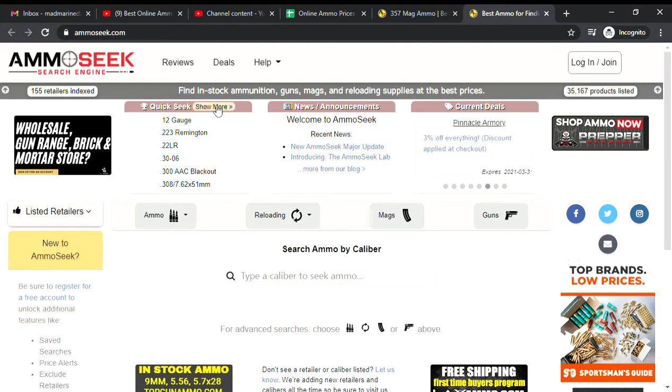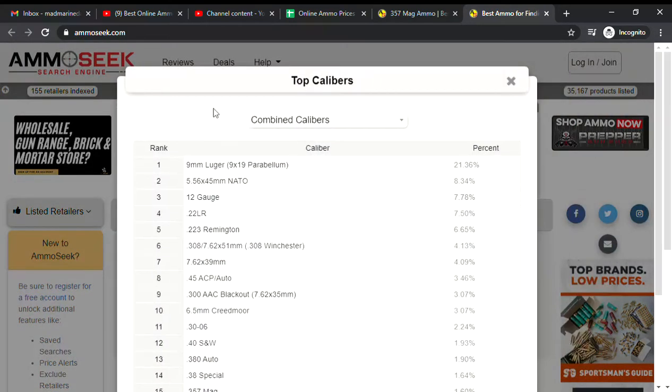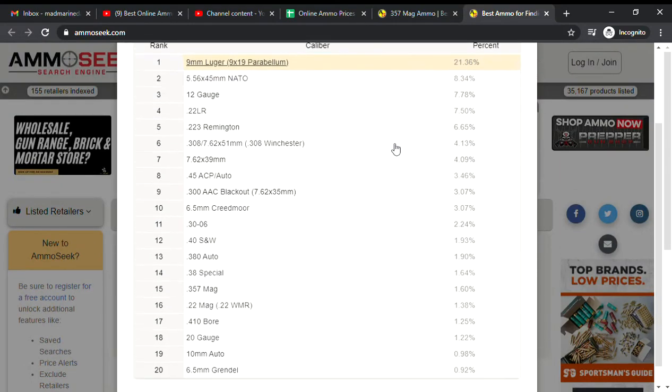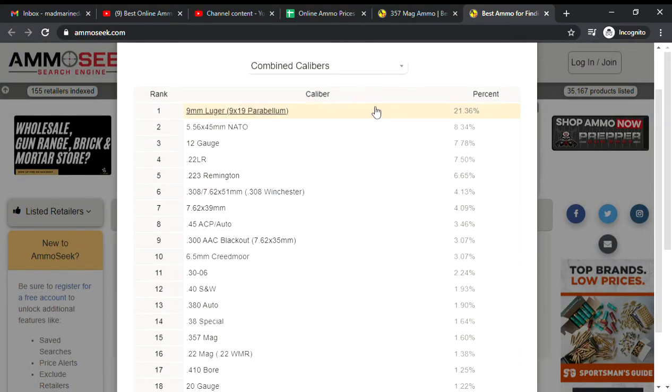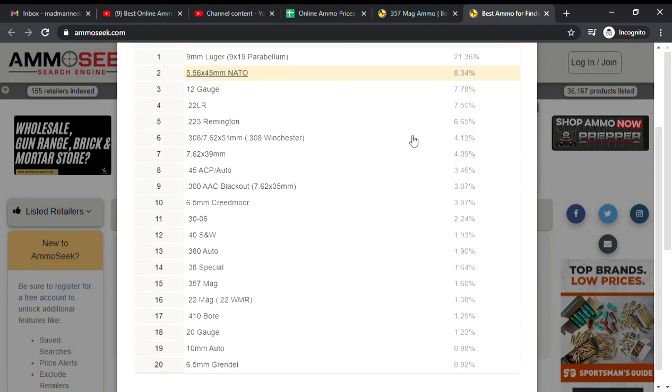Now, the way we keep track of ammo prices is we use AmmoSeek. It isn't the best thing ever, but it does work and gives you an idea of what the cost is. Another great thing AmmoSeek does is it keeps track of the percentages of what people are looking for. Usually 9mm is around 20%. This week it's just over 21%, so a little bit more than normal, but for these times, I guess that's not too much. But this is just kind of interesting to take a quick look at every week.